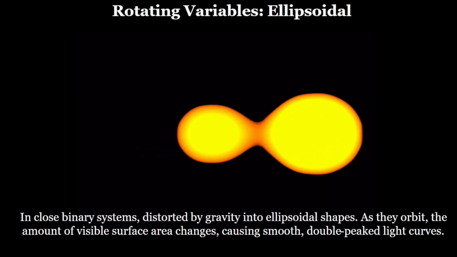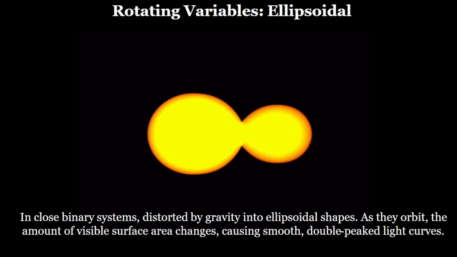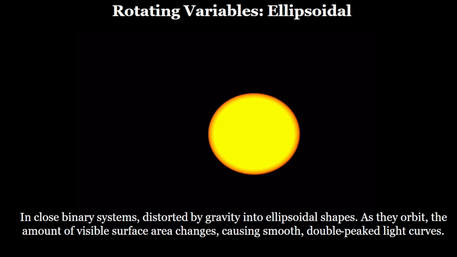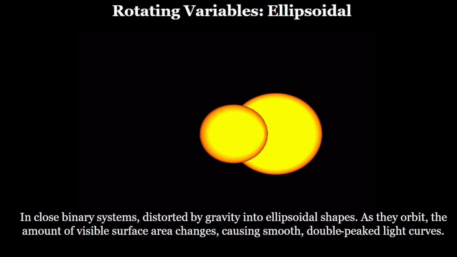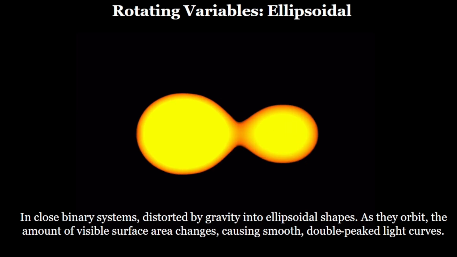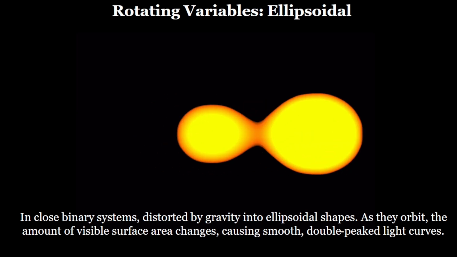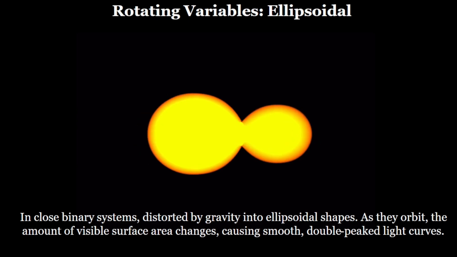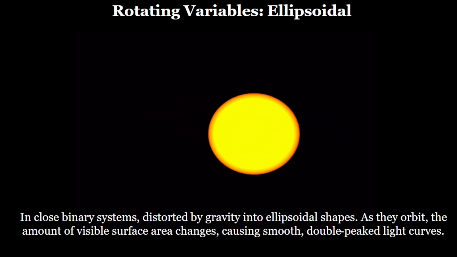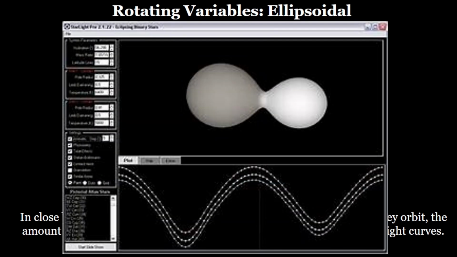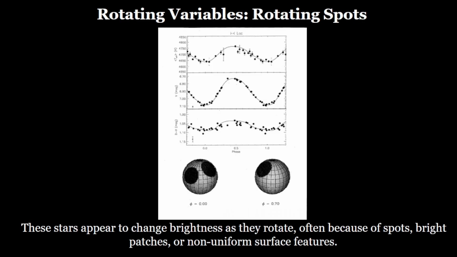Then we have rotating variables. In this situation, we have binary systems that are distorted by their mutual gravity, so they form an ellipsoidal shape. As they orbit, the amount of visible surface area changes, causing a smooth double peak light curve. You can see the light curve of such systems here. Then we have rotating spots. These stars appear to change brightness as they rotate, often because of spots, bright patches, or non-uniform surface features.